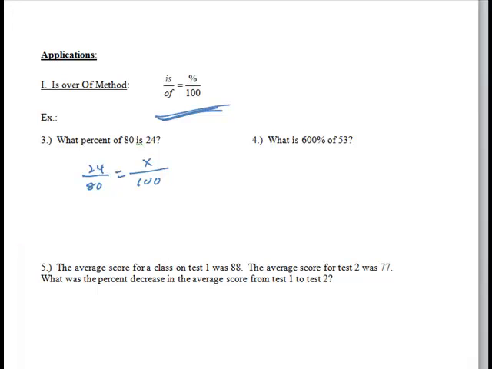Now we have a proportion with only one variable. Once again, we can cross multiply and solve the remaining equation. x works out to be 30, and since it was a percent, we were trying to find 30%.